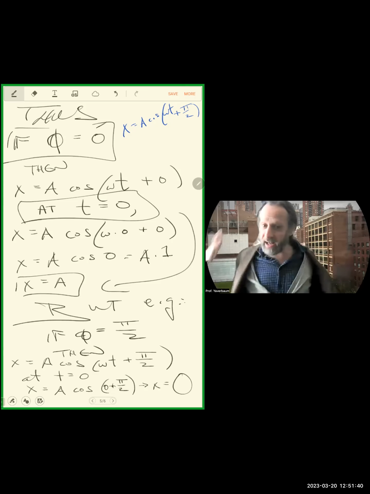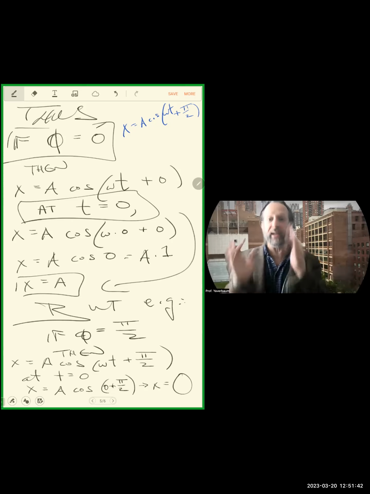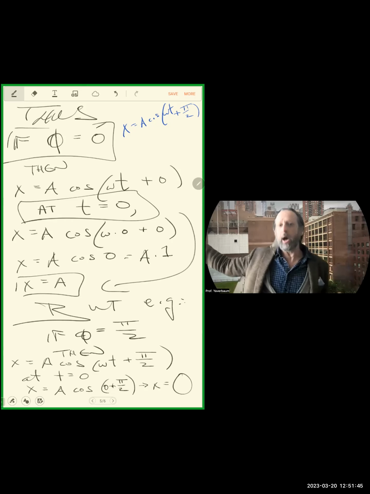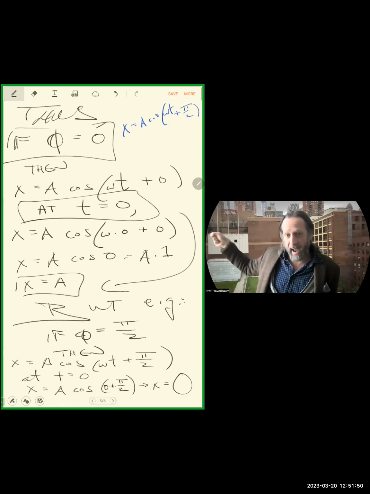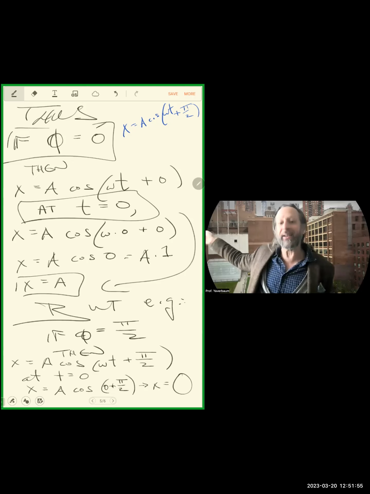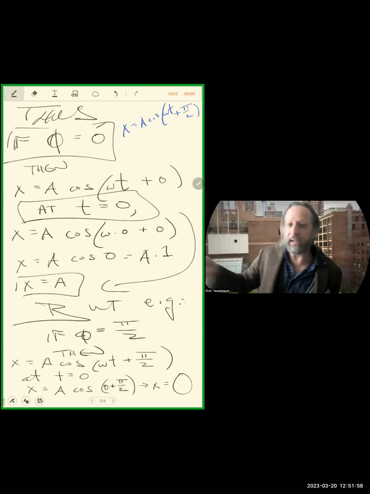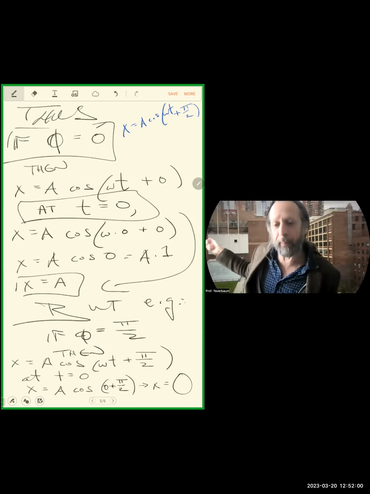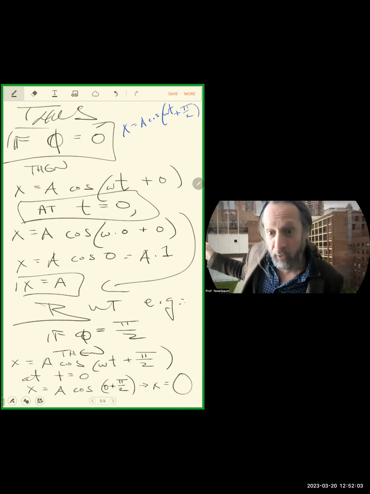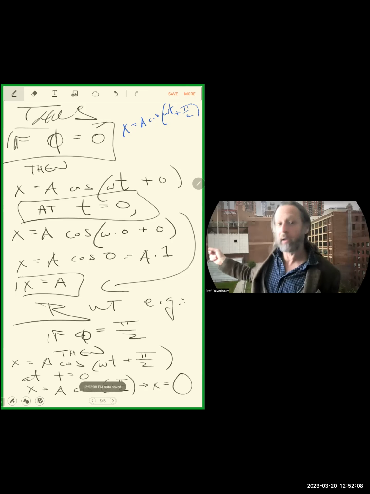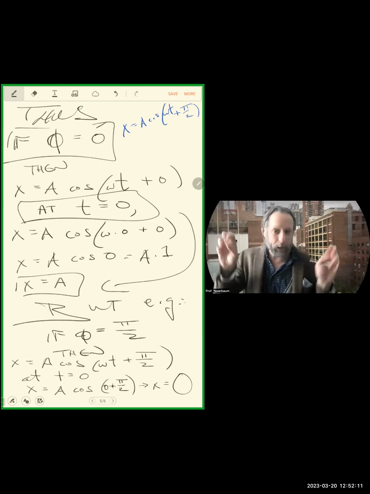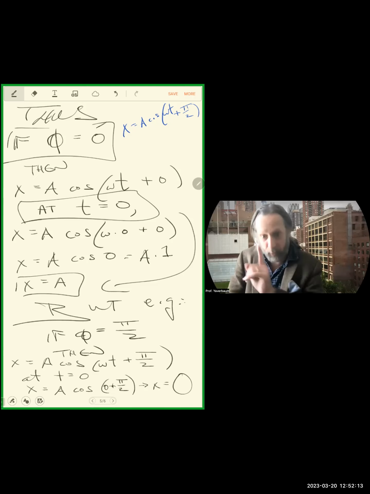Phi is like a condition. If you're setting phi equal to zero, if you're saying there's no phase constant, then that means we're starting our stopwatch when the mass is out here at amplitude. So the beginning of our timing is the traditional beginning of a full cycle. We're starting our stopwatch when the thing is not moving at all, when it has maximum potential energy and therefore zero kinetic energy. We're starting our stopwatch at the natural beginning of a cycle. That's what zero phi would mean.